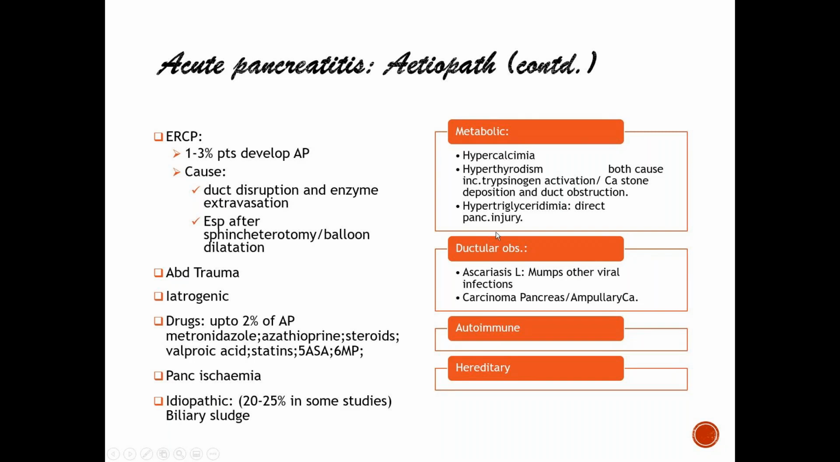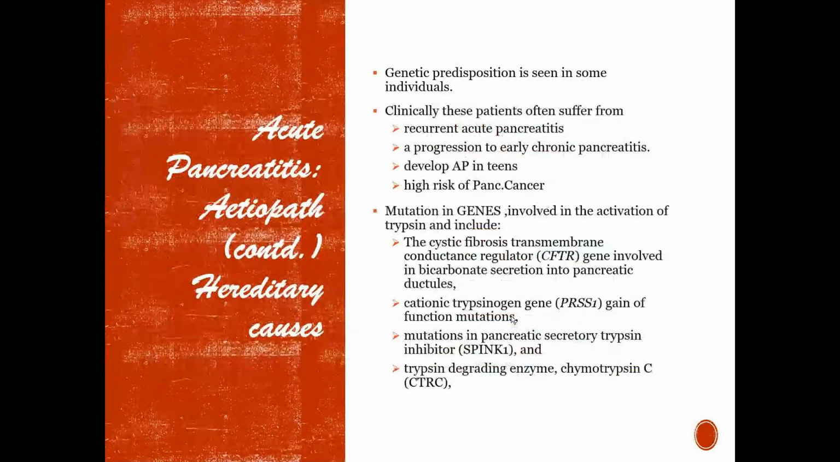If there's any reason for ductal obstruction, just like we said, a gallbladder stone, other reasons for duct obstruction are, for example, ascariasis, mumps, other viral infections. You could have a carcinoma of the pancreas or an ampullary carcinoma. Autoimmune is a separate group, and of course, hereditary. Now, coming to the hereditary causes, which form an important group, especially in those patients who also have chronic pancreatitis.